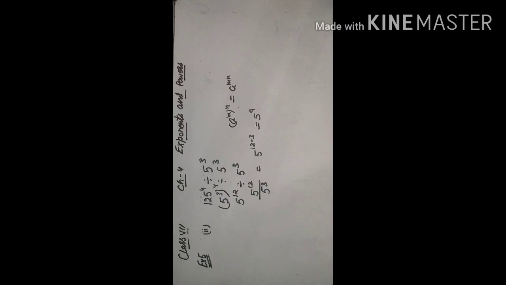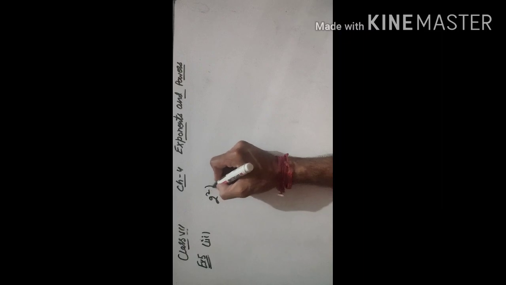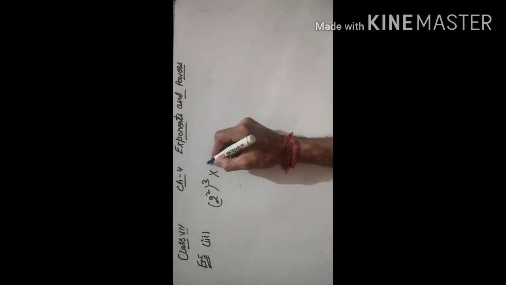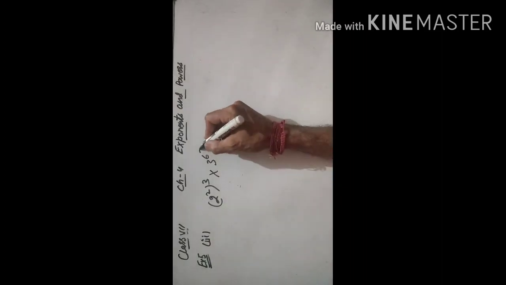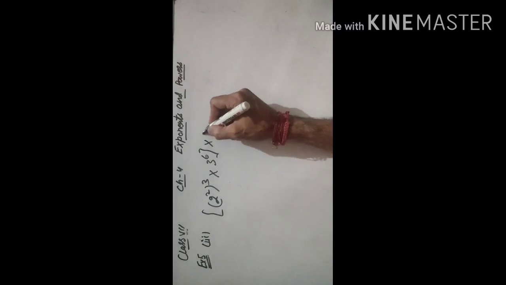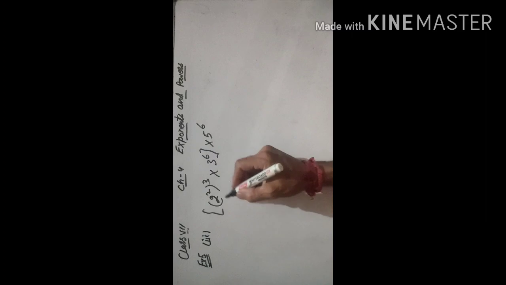Next is the third part. Third part is (2 to the power 3) to the power 6 into 3 to the power 6, bracket close, into 5 to the power 6. Now first we have to solve this.